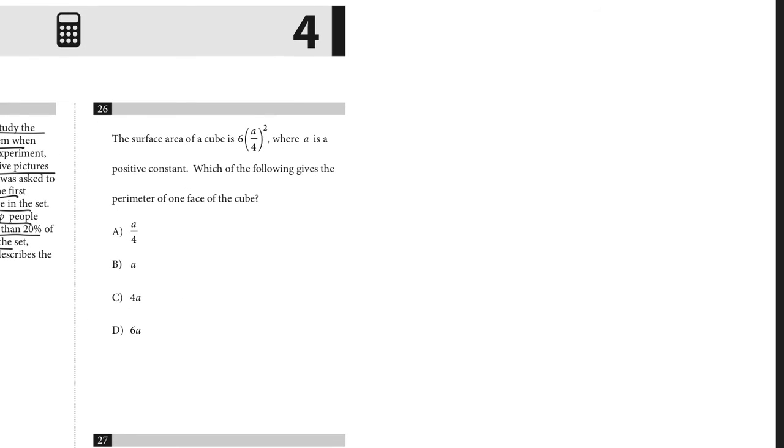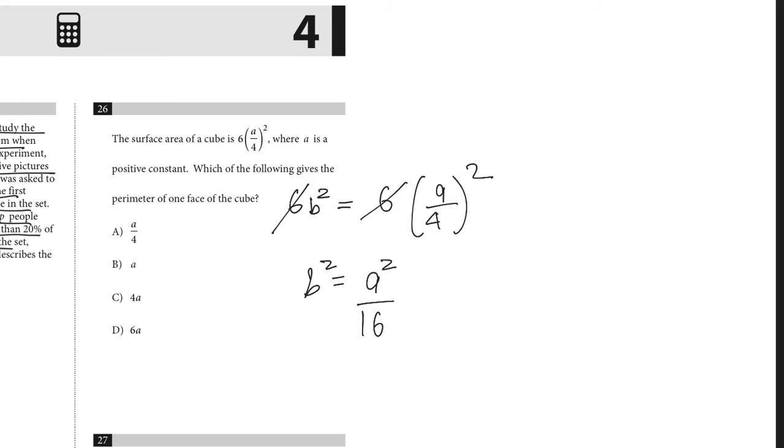Alright, the surface area of a cube is this, where A is a positive constant. Which of the following gives the perimeter of one face of the cube? So, let's consider one edge of the cube to be b. So the total surface area, where we have 6 sides in a cube, would be 6b squared, equal to 6 times a by 4, the whole squared. Both of them are surface areas, so b squared is equal to a squared by 16. Okay, and now we need b.